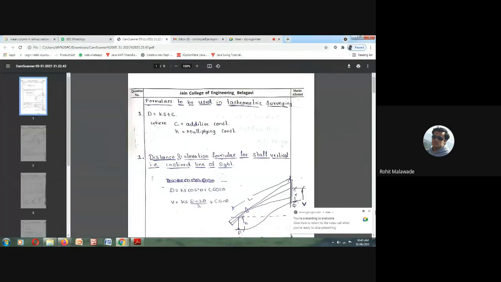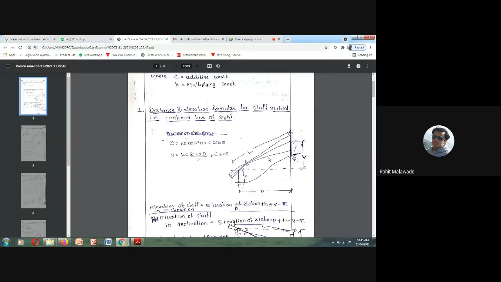Yes. So here, again, we are repeating certain formulas. D is equal to Ks plus C, where C is the additive constant and K is the multiplying constant. If it is the angle of elevation, D is equal to Ks cos square theta plus C cos theta.